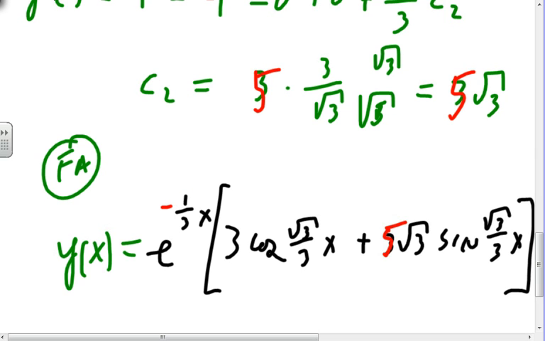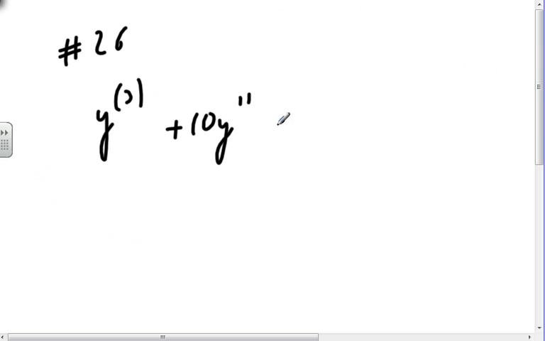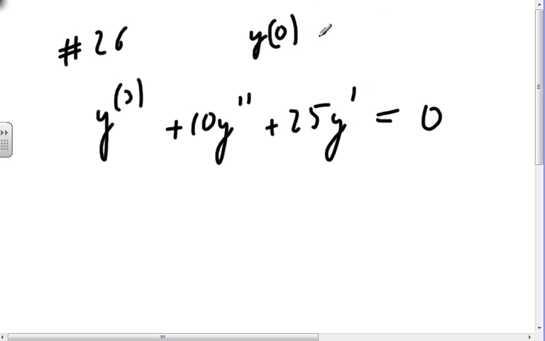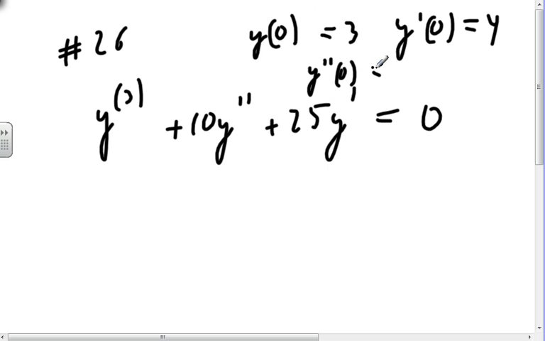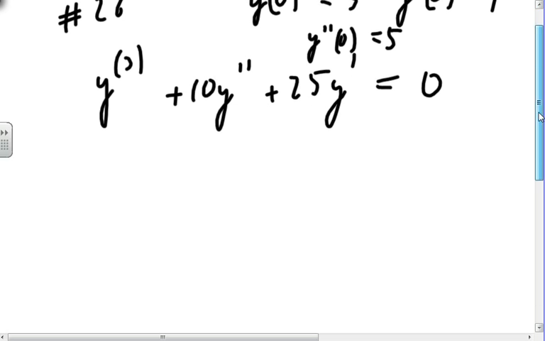Okay, we'll do 26. Y third derivative plus 10y double prime plus 25y prime equals 0. Y at 0 is 3, y prime at 0 is 4, y double prime at 0 is 5. Somebody must have been really hard-pressed to get those initial conditions right.